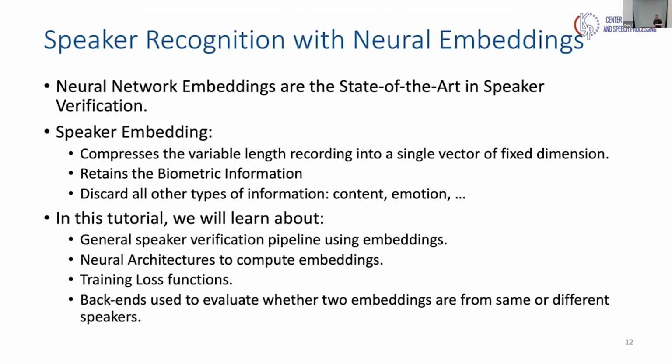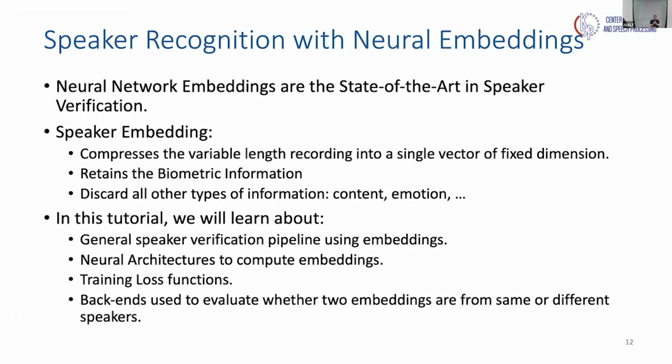So in this tutorial, we are going to focus on speaker recognition with neural embeddings, since neural network embeddings are the state of the art for speaker verification. A speaker embedding is a fixed length vector that compresses all the information that you have in a variable length recording, retaining all the biometric information and discarding all other types of information, like what the person is saying or what the person's emotion is.